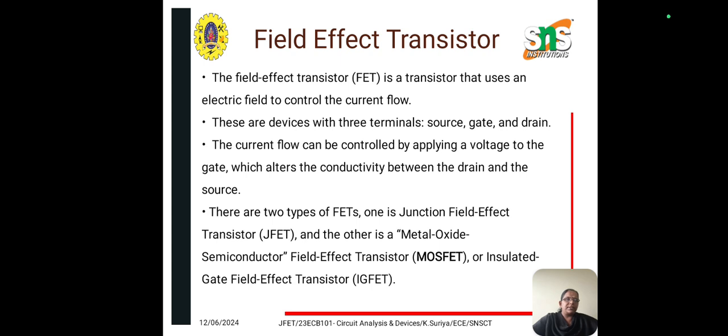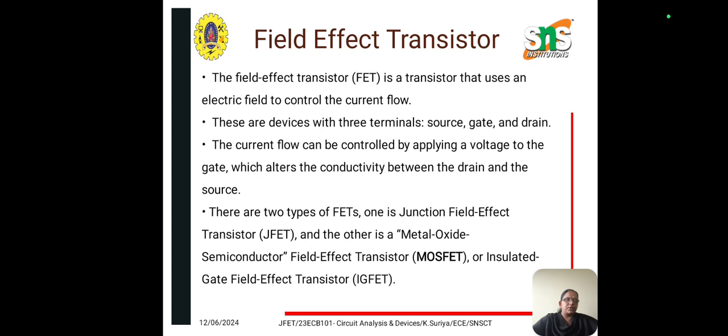The field effect transistor is a transistor that uses an electric field to control the current flow. These are devices with three terminals: source, gate and drain. The current flow can be controlled by applying a voltage to the gate, which alters the conductivity between the drain and source. They are also known as unipolar transistors as they involve single carrier type operation, which means they use either electrons or holes as charge carriers in their operation, but not both. There are two types of FETs.